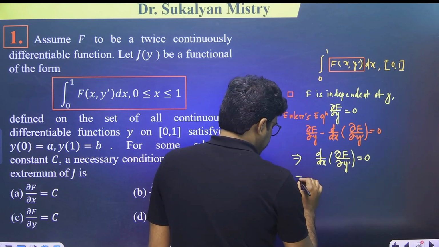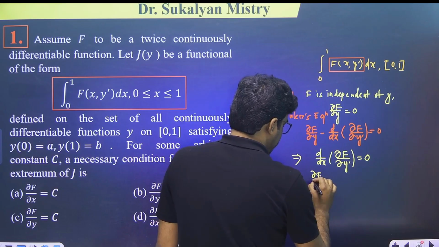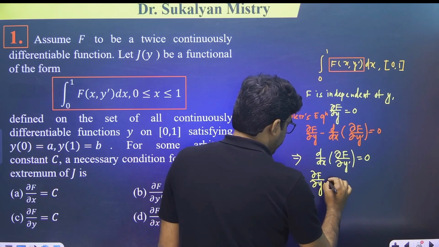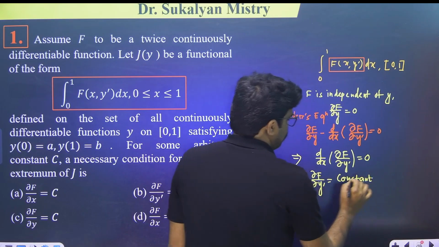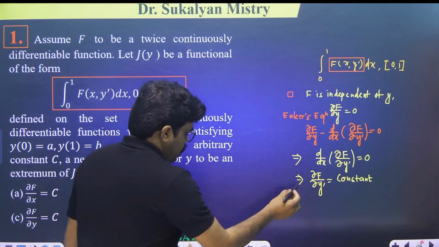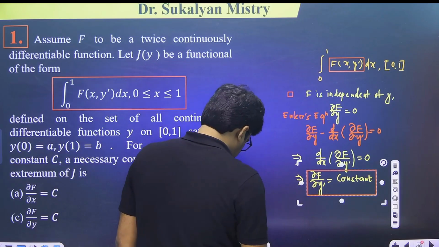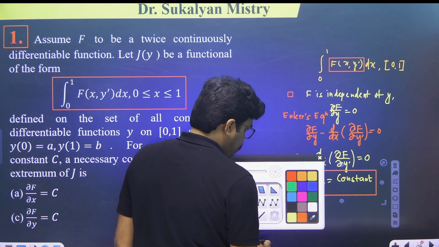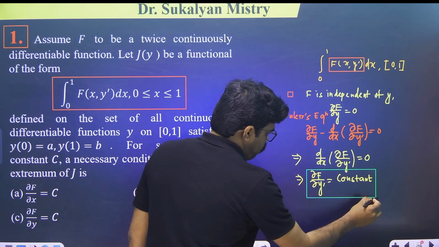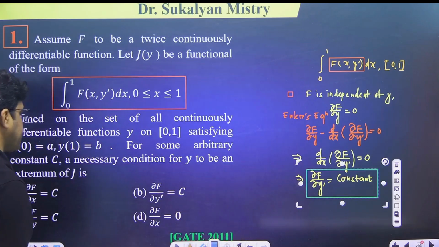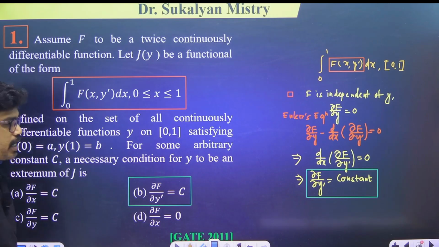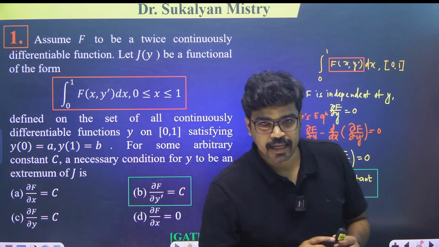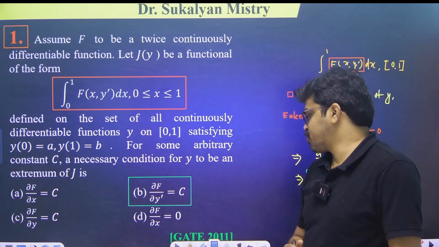So integrating we get del f/del y dashed equal to constant. Okay, so if we integrate this, we get del f/del y dashed is constant. So which option is correct? So option B is the correct answer, right? Okay, clear? Okay, so next problem.